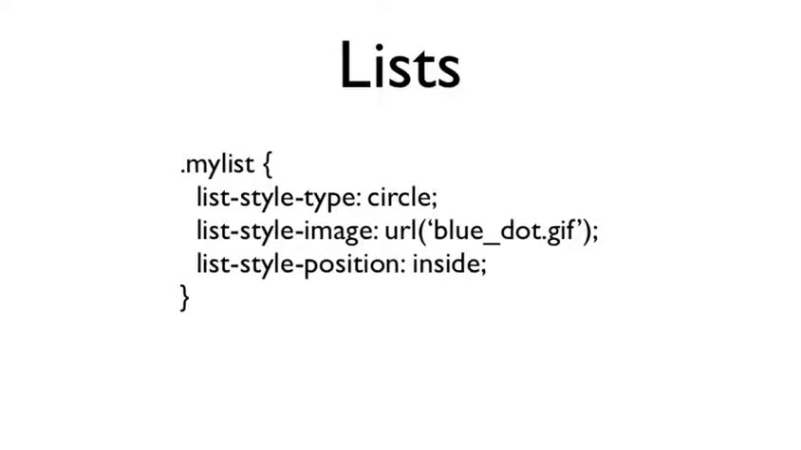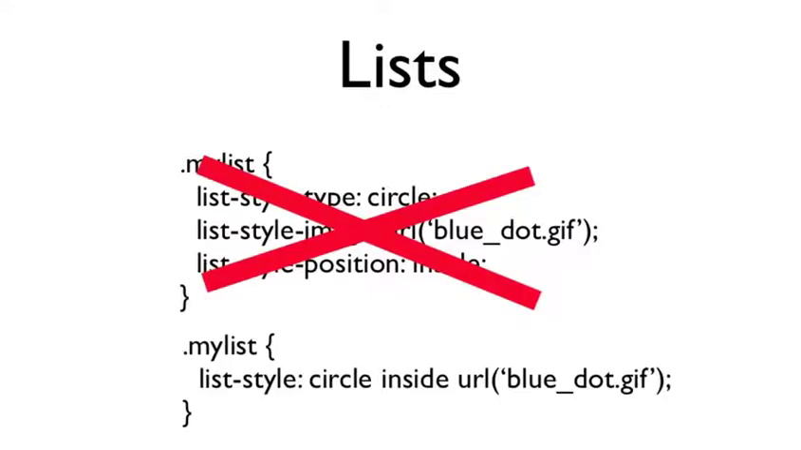However, as I showed you before, we do have a shortcut for this. So here you can see we have list style. Instead of adding all those three things, you can just group them all together. So here we have a circle that's inside, and we use our blue dot.